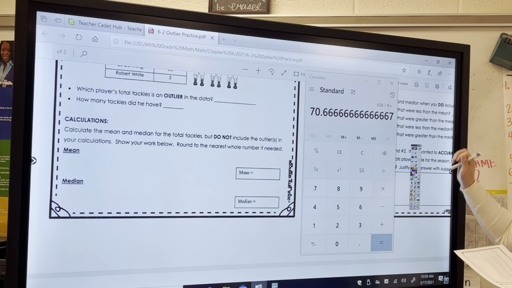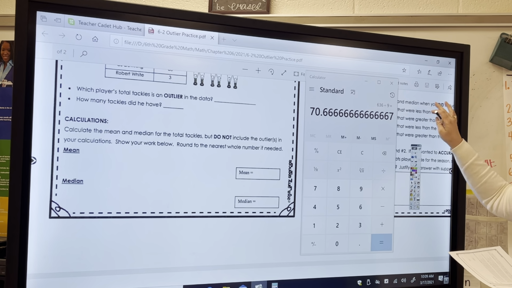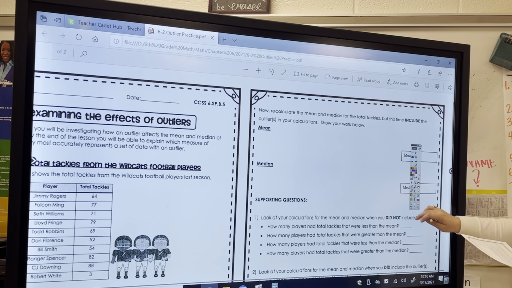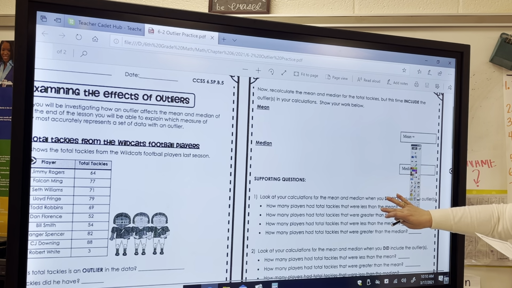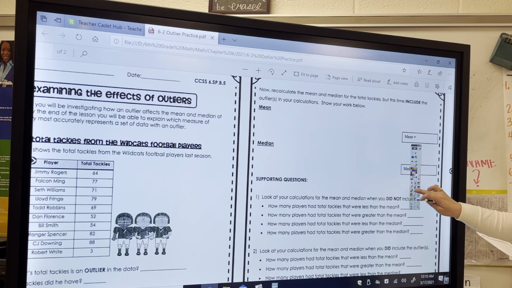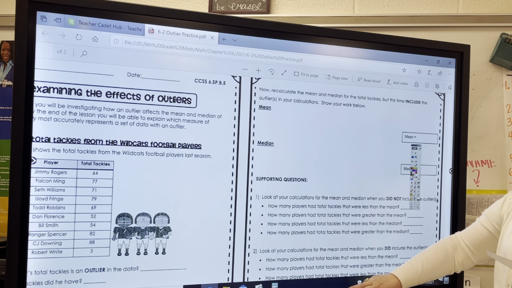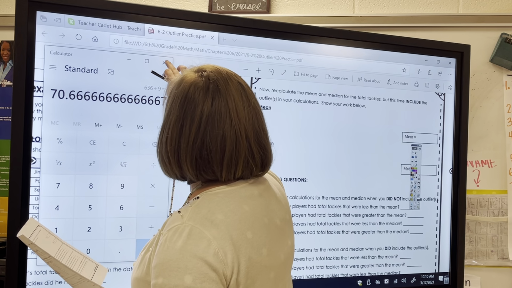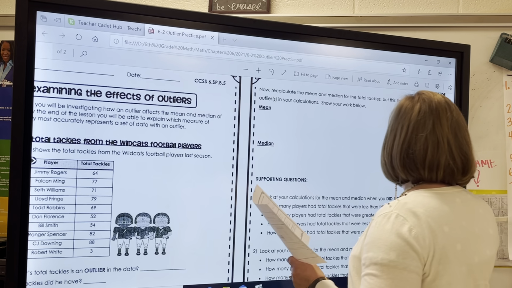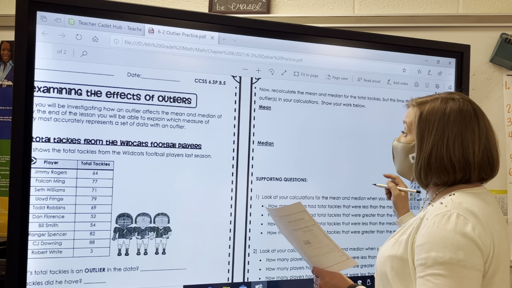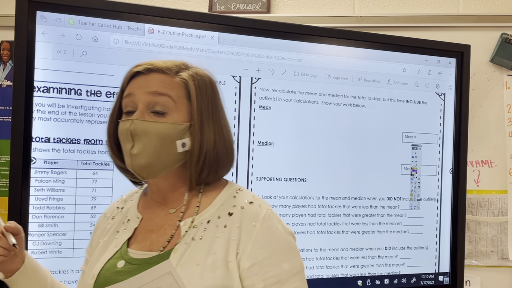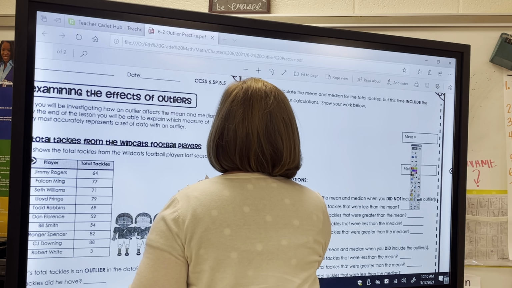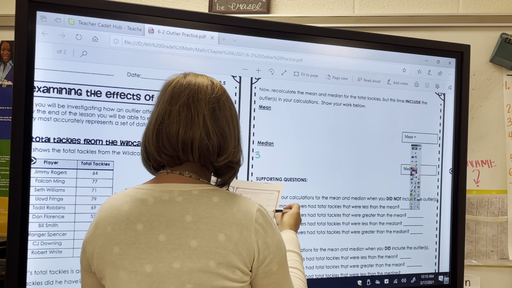All right, so over here on the top right, it asks us to recalculate using the outlier. So this time we're going to do it all again using the outlier. The first thing we should do is put them in order. Since I know they have to be in order for the median, I'm going to go ahead and write them right here. And I'm going to start with 3.